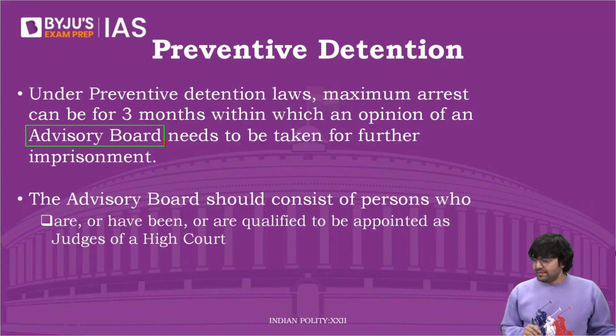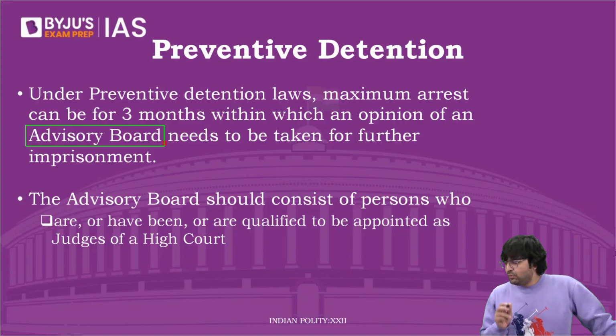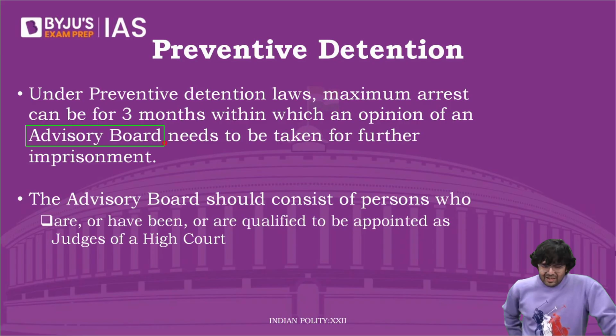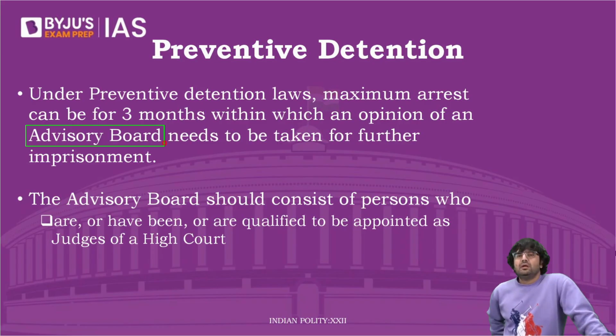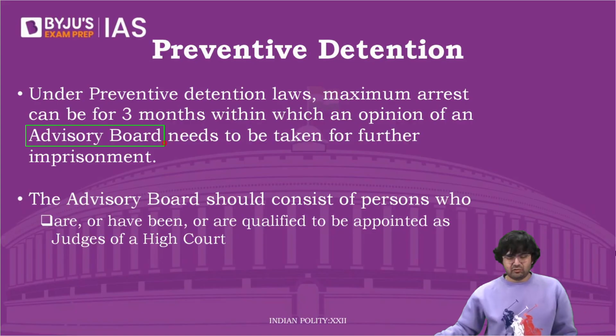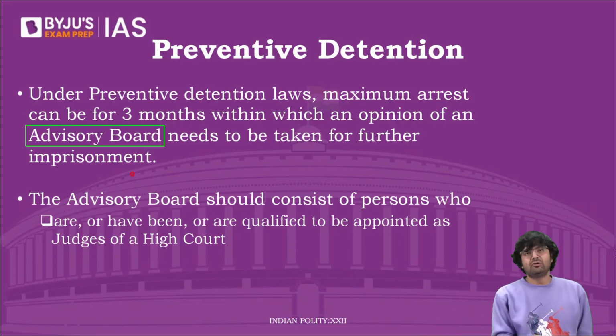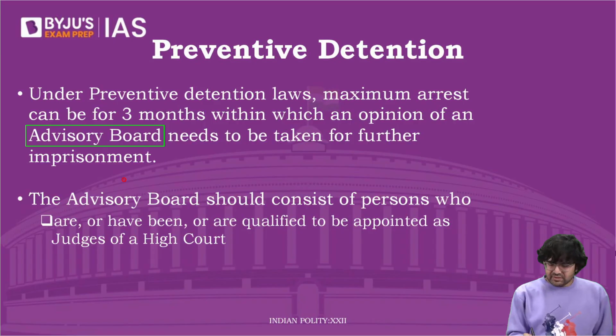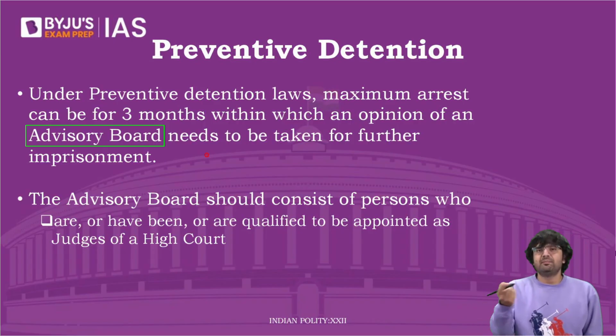Now, this advisory board will look into the police's allegation and may advise the police either to let him go, or take him to court. You can't keep him like this. Or the advisory board can say, okay, continue arresting the person. So it depends. Further imprisonment can be allowed by the advisory board. Now, what is the maximum period of this imprisonment?